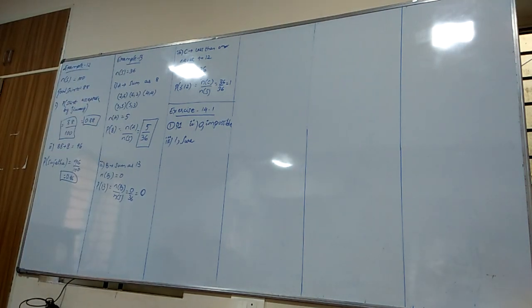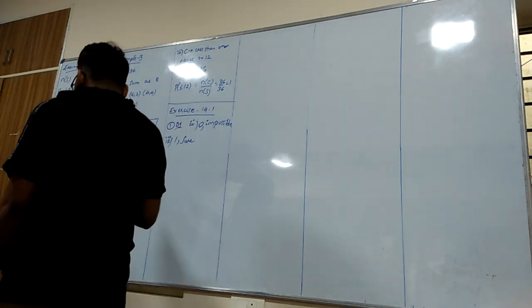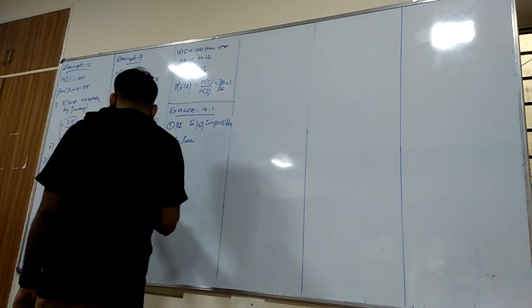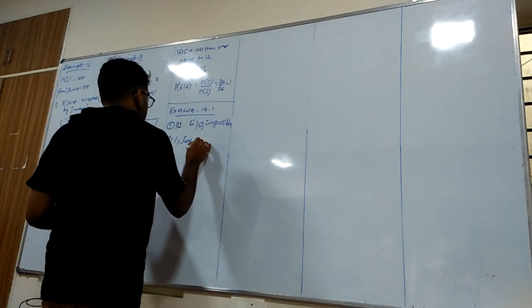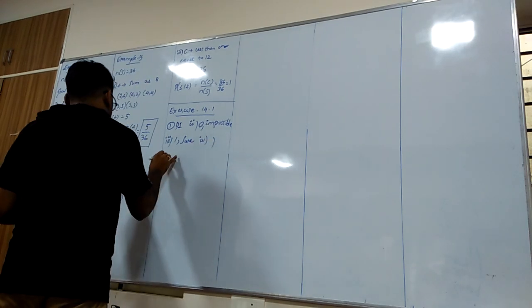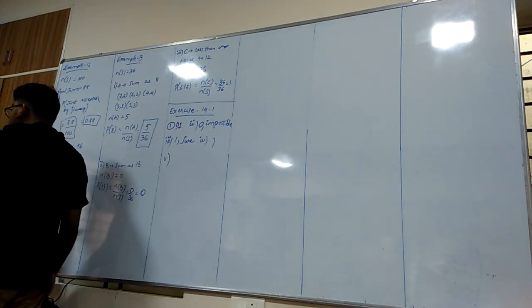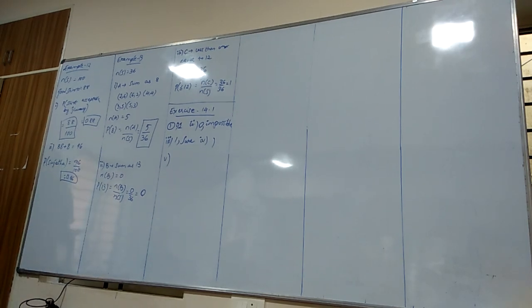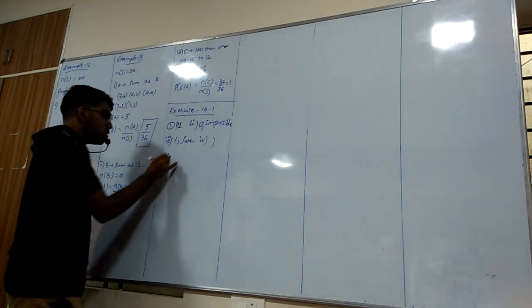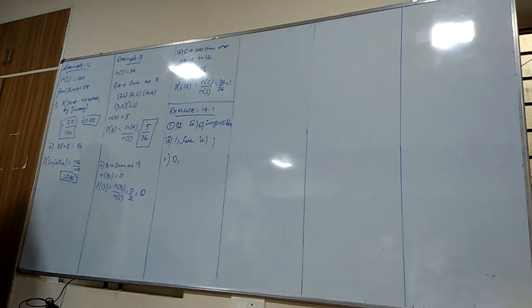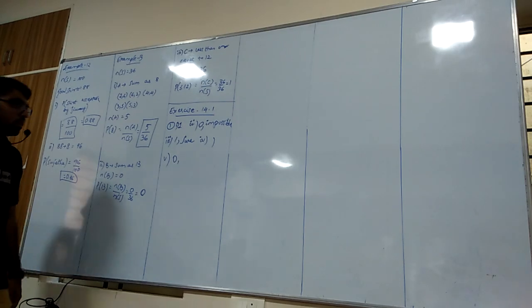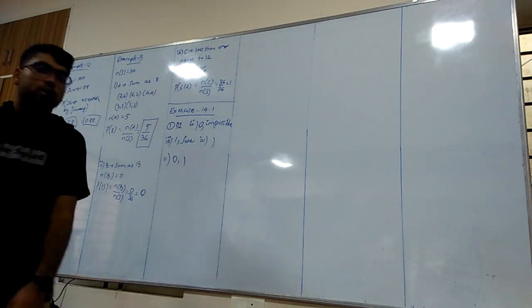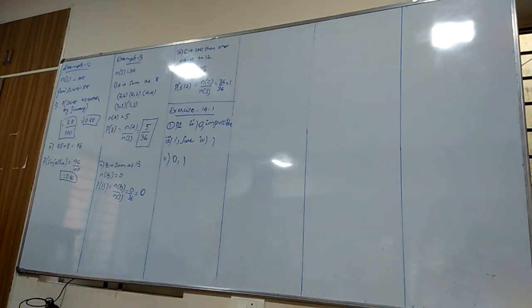Next. The sum of all probabilities of all elementary events in an experiment is 1. Probability of an event is greater than or equal to 0 and less than or equal to 1. Okay. Yes, we'll take the remaining questions in the next class.